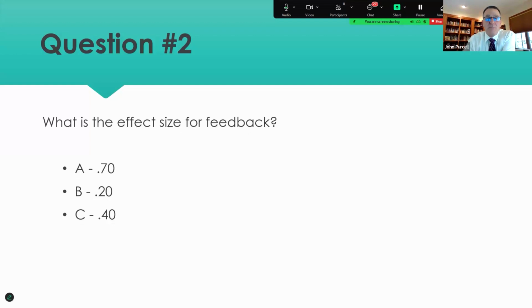Effect size for feedback. A, B, or C. And again, if you're not driving, I appreciate you participating. I could see somebody driving saying, "Hey, it's A, it's A." And that's what they're saying in the chat. I have 2 for A so far. I just threw A out there. I'm not saying that's the answer. One for C.